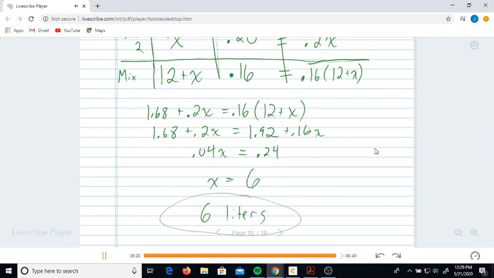So, if we want to end up with a 16% alcohol solution, we're going to have to pour 6 liters of a 20% solution into 12 liters of our 14% solution. That will give us 18 liters of a 16% solution. And that's a wrap.